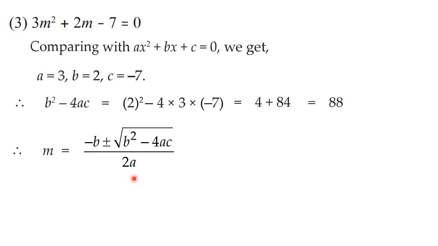The next step is to put the values. So put the values. Minus 2 plus or minus root 88 upon 2 into 3. Now this 88 we have to split in such a way that one factor should be a perfect square. Like think of 88 now. 88 we can express as 2 into 44. But 2 is not a perfect square. So these factors will not work.